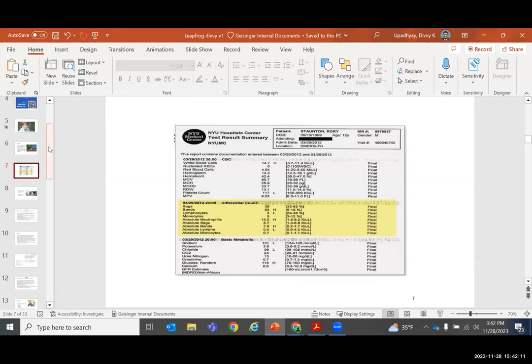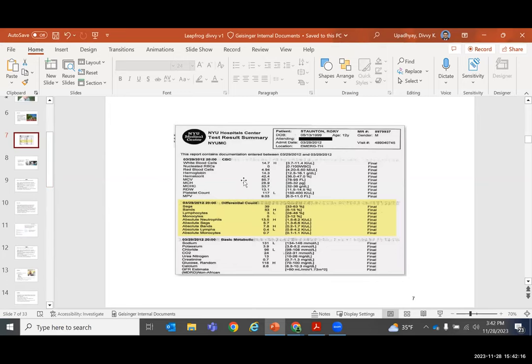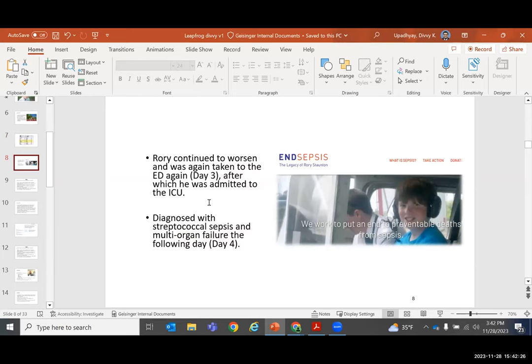Unfortunately, this result came after the patient was discharged, and I think nobody informed either the clinician or the parents. So the parents took the child back home, thinking he would improve, but the next morning his condition continued to worsen. He was again taken to the ED, and then admitted to the ICU. By then he was in multi-organ failure and full sepsis, and he unfortunately died.